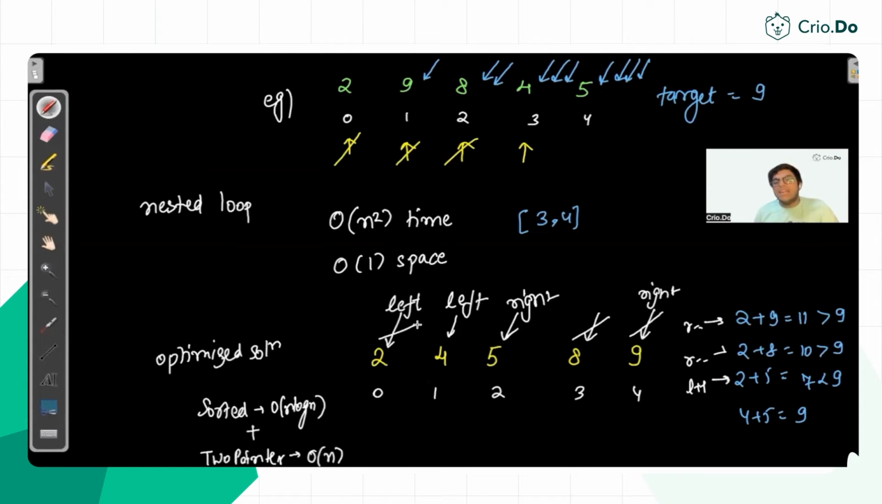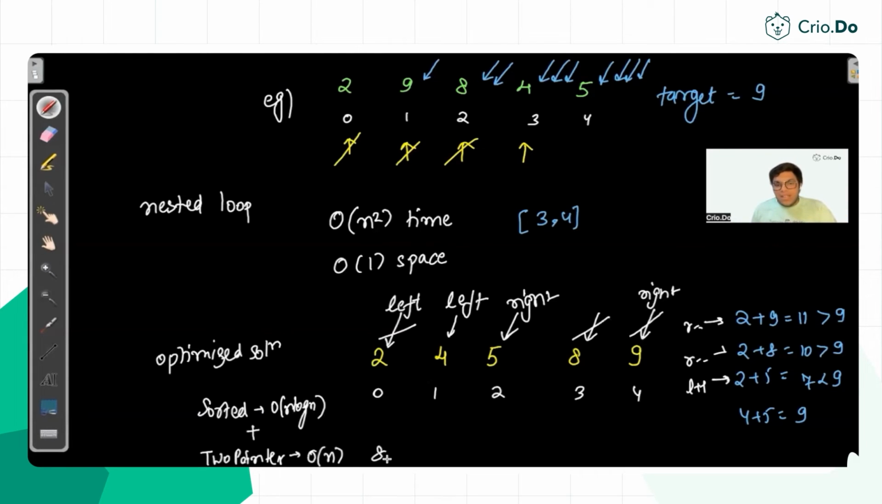So it will be taking linear time only. Why? Almost you can say half of the elements, the first pointer will be traversing. In the average case, half of the elements, n by 2, the right pointer will be traversing. So n by 2 plus n by 2. Or even if the left pointer traverses the entire array, in that case, the right pointer will traverse 0 elements. So it will always come out to be linear in nature. So overall time complexity will be n log n plus n. So overall it will be n log n only because sorting is overpowering the two pointer in terms of time complexity.